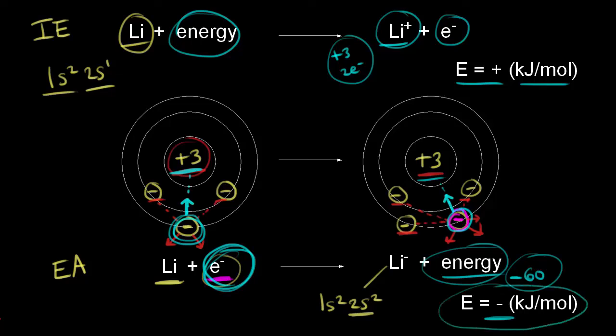Note that the lithium anion is larger than the neutral lithium atom. It's just hard to represent it here with those diagrams. As long as the added electron feels an attractive force from the nucleus, energy is given off.